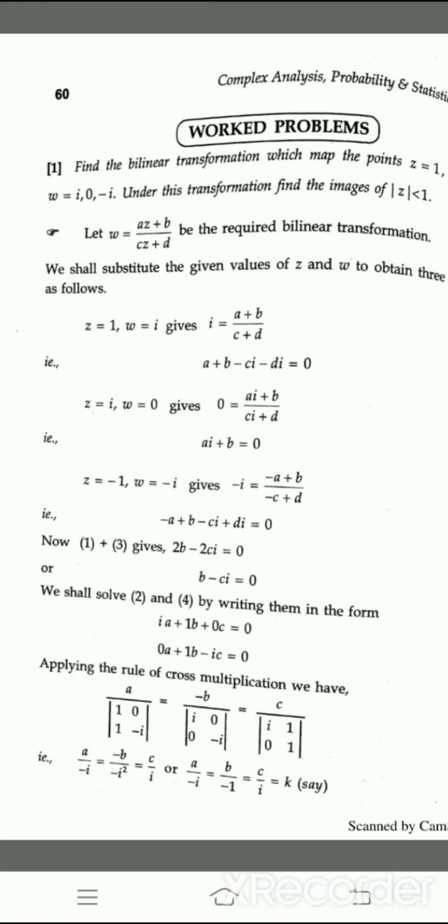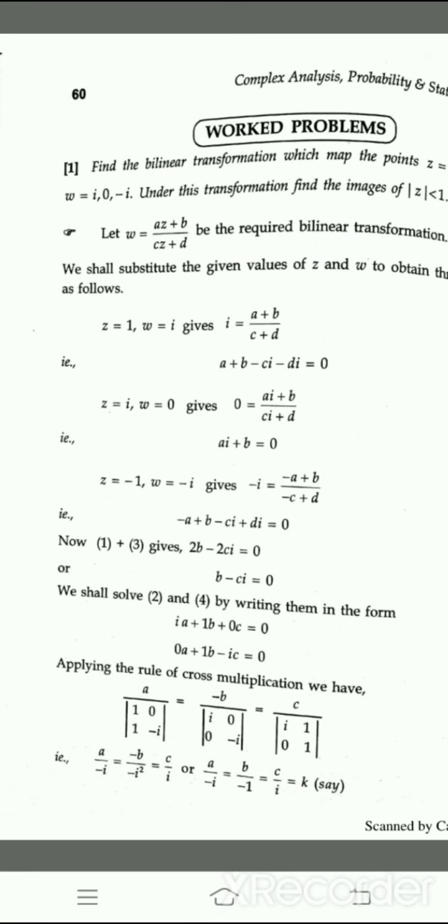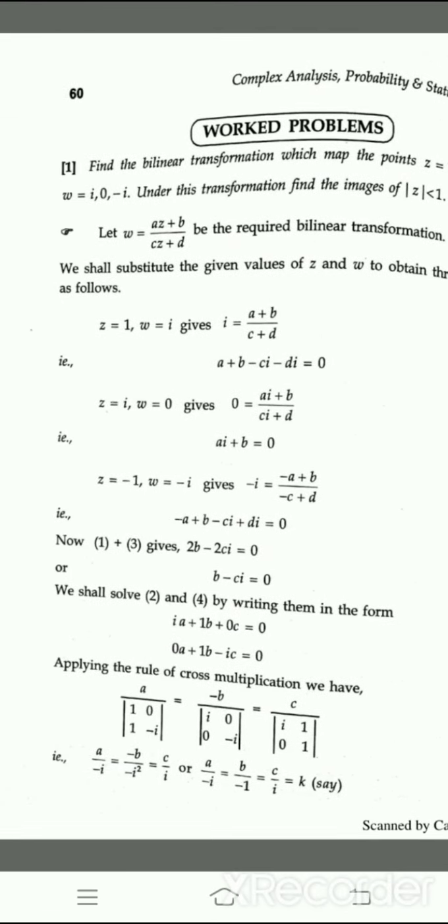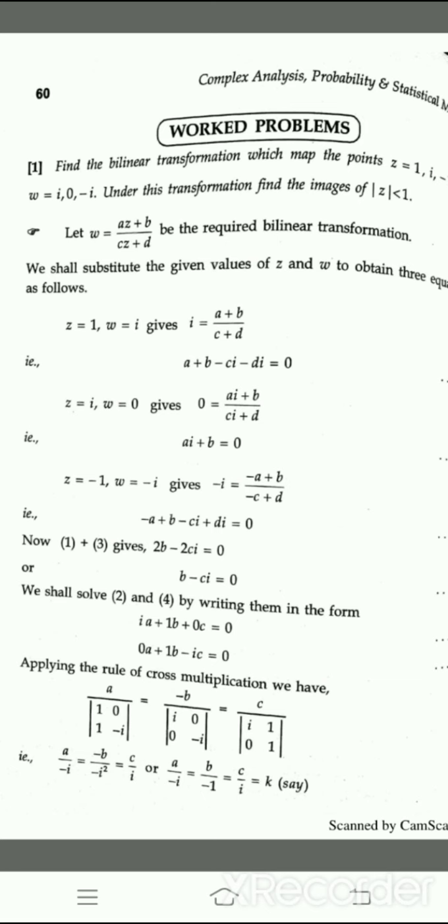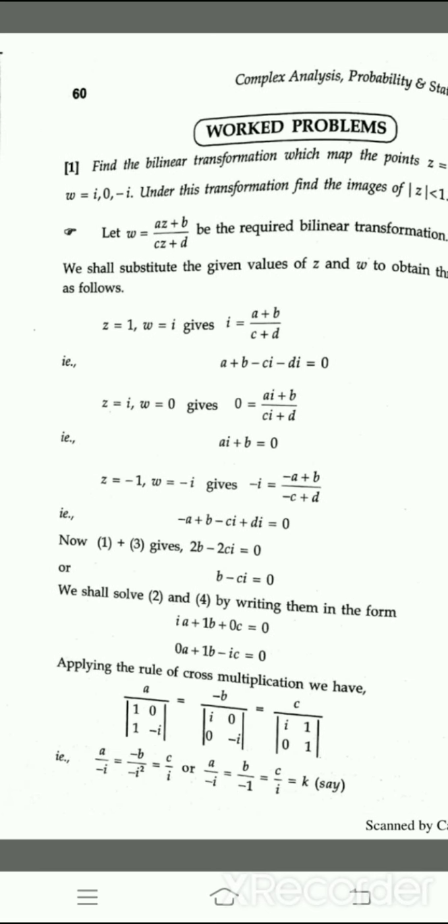Next, worked problems. These are similar types of problems; let us see how to solve them one by one. Find the bilinear transformation which maps the points z equal to 1, i and minus 1 into w equal to i, 0 and minus i.